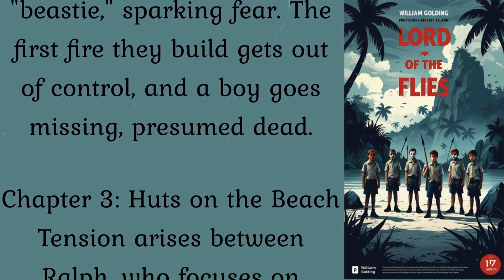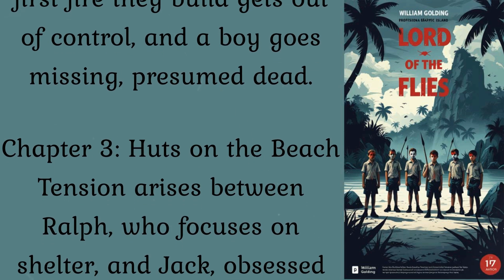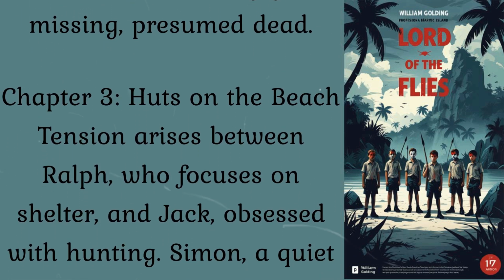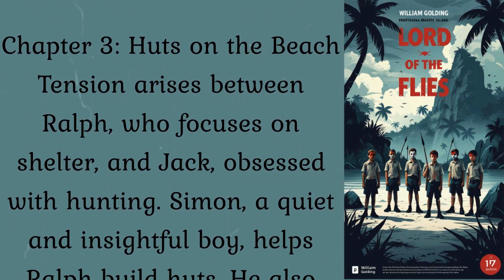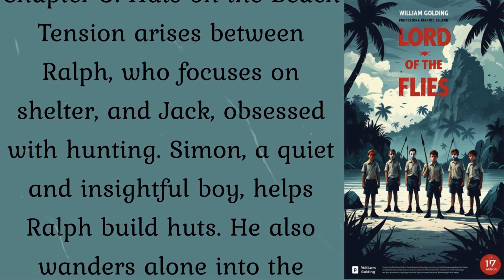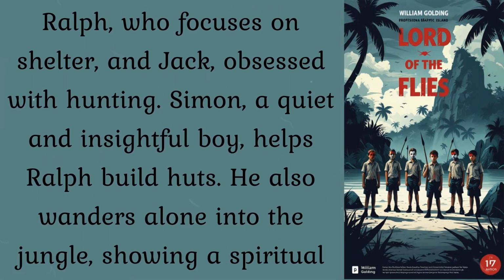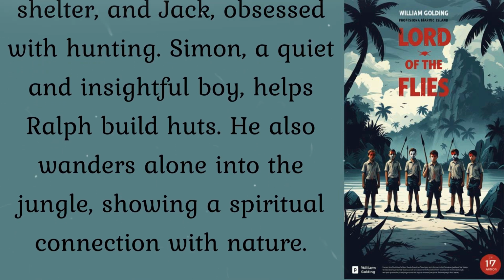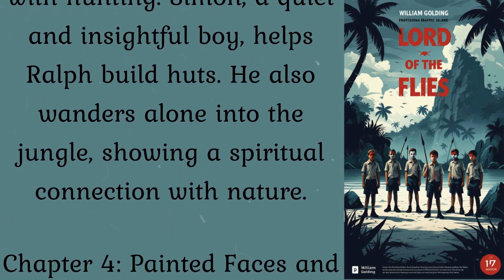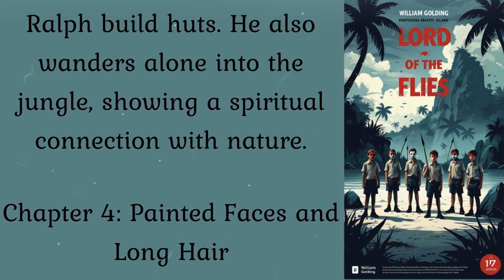Chapter 3. Huts on the Beach. Tension arises between Ralph, who focuses on shelter, and Jack, obsessed with hunting. Simon, a quiet and insightful boy, helps Ralph build huts. He also wanders alone into the jungle, showing a spiritual connection with nature.